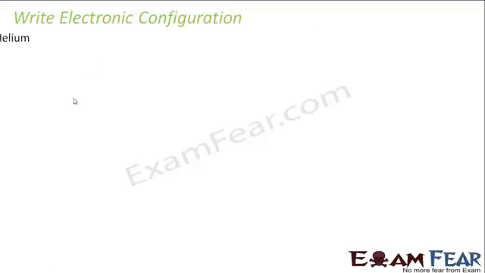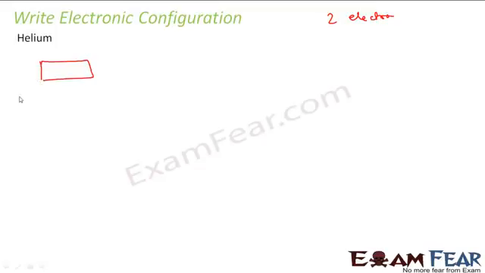Hope you understand. Let's take helium now. Helium has 2 electrons, right? So if you write in this box, this is the 1s subshell. So the first electron will come and the second electron will be paired, and this is my helium. Also I can write helium as 1s2. Both are correct, right? This is the orbital representation and this is my normal representation.